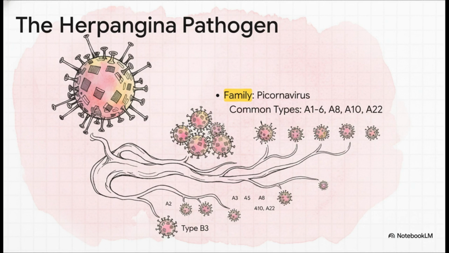More specifically, it belongs to a group of enteroviruses called Coxsackieviruses. You'll see a bunch of different types causing it, but the usual suspects are types A1 through 6, A8, A10, and A22. And just to keep things interesting, sometimes a type B virus can even crash the party.